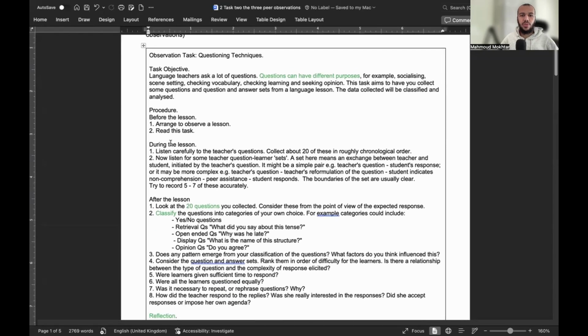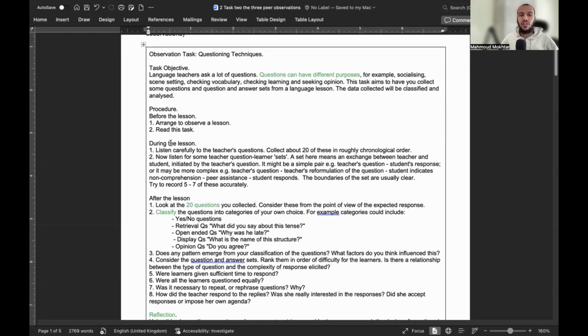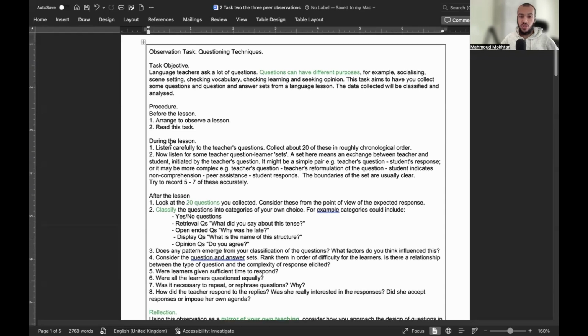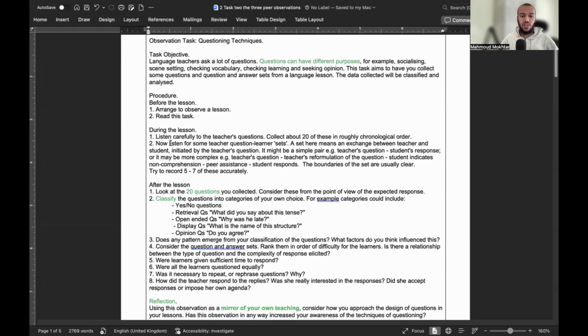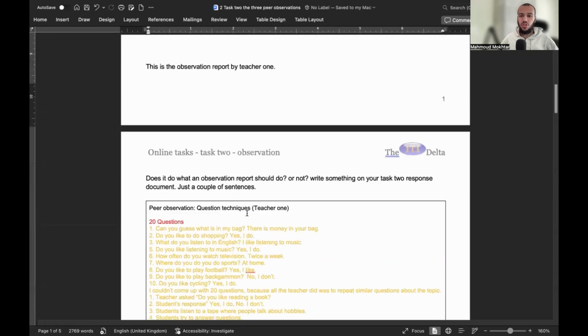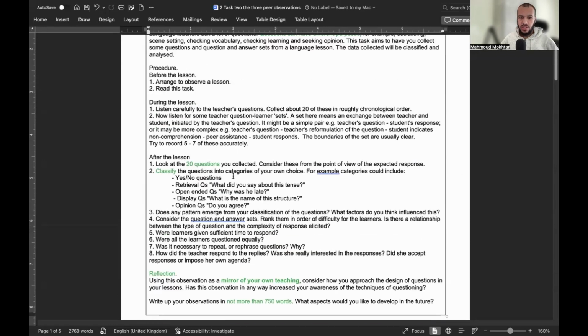Let's have a look at the task and read it together. This is the task that we'll get three different peer observation reports on. So after we read the task, we have peer observation 1, 2, and 3, and we will decide which one is good and why, and which one needs to be developed.